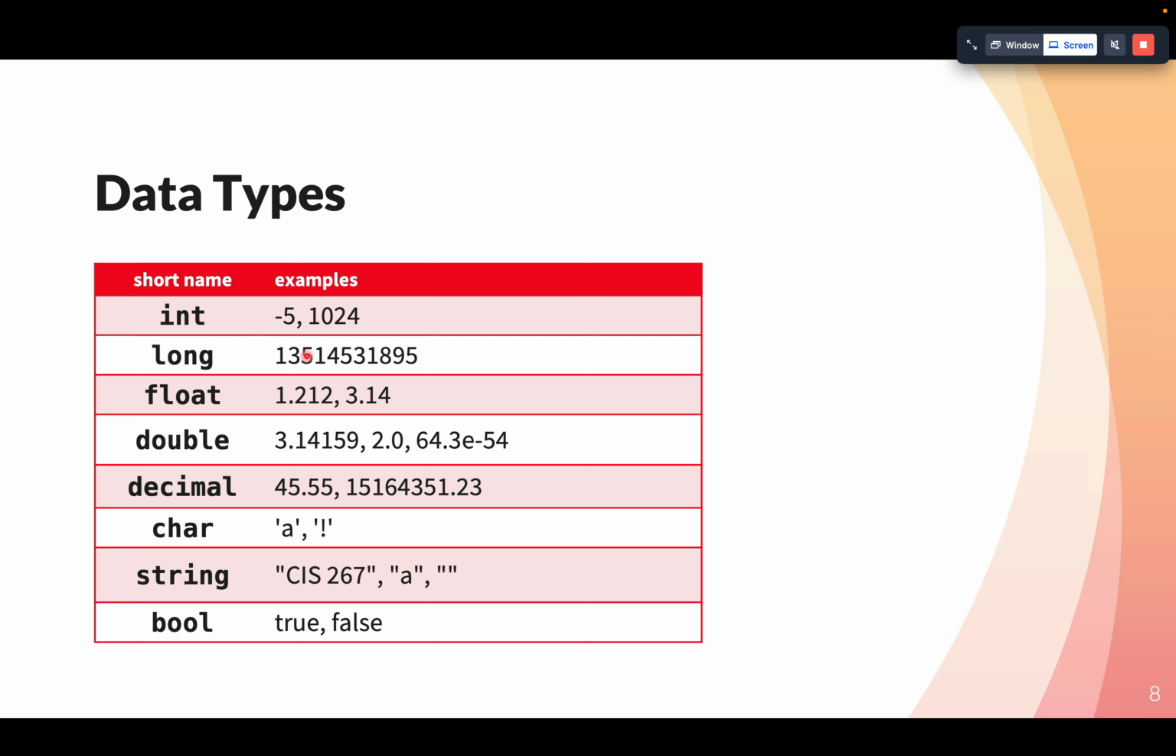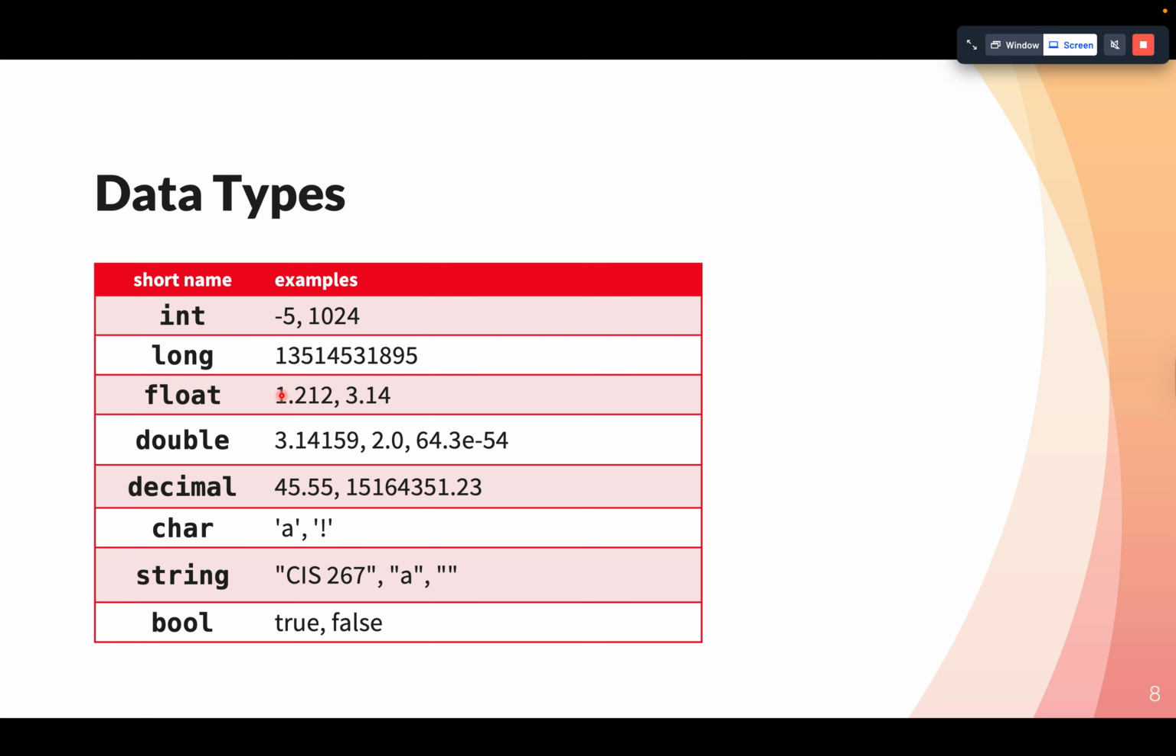A long, on the other hand, is a 64-bit integer. So that means it can store 2 to the 64 different patterns of bits. And this is a gigantic number. This is much bigger. I don't know it off the top of my head. It's really big. So if you know you need really, really big integers that are still precise, you can use long.